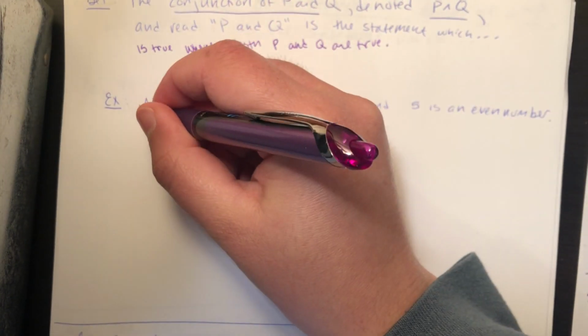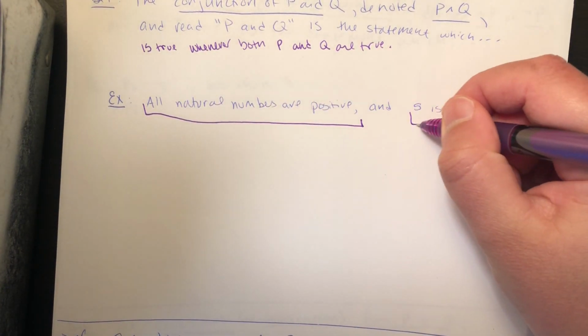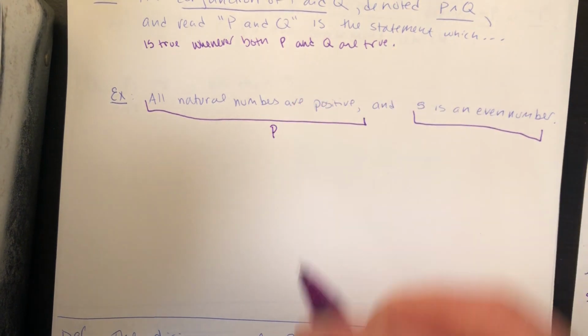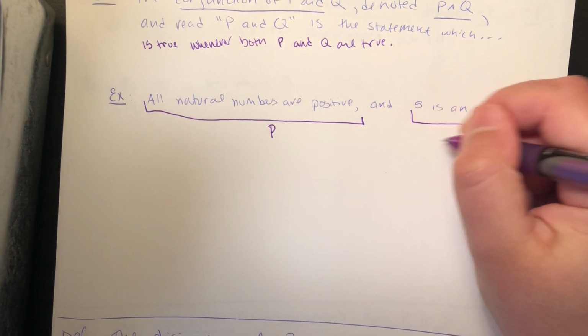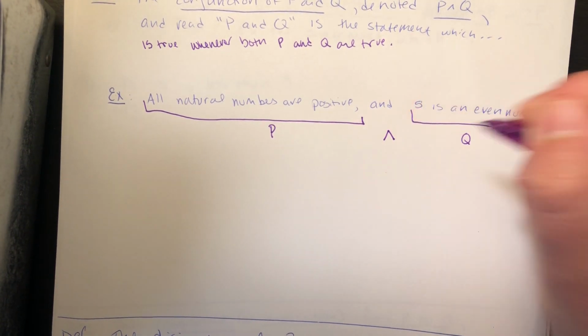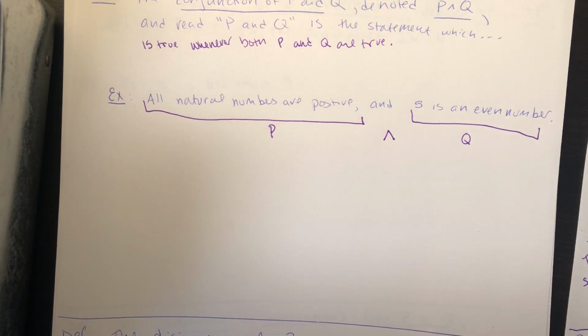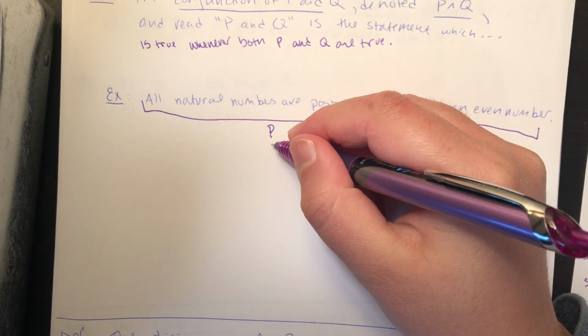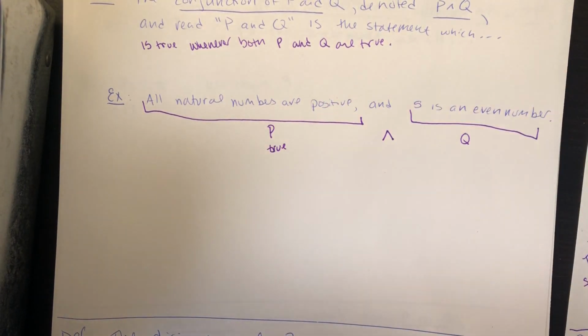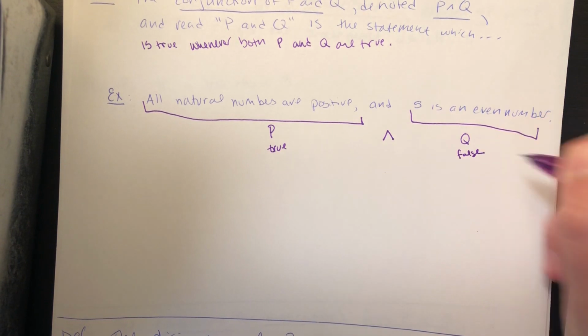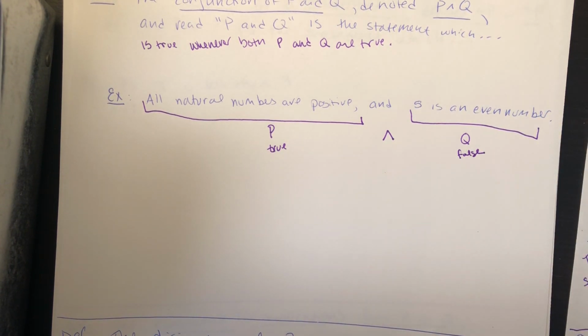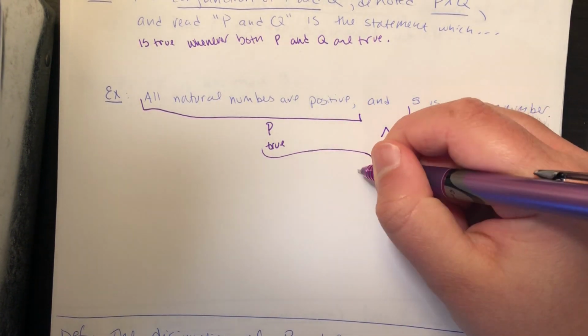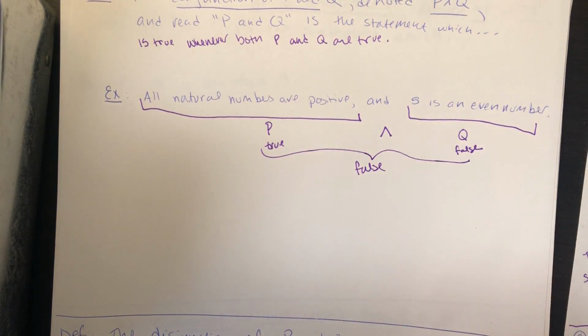We can sort of diagram this. We can turn this into symbols by calling this first statement P. So P would be the statement all natural numbers are positive. Q would be the statement 5 is an even number, and it's connected with an and, which we use that little wedge symbol for. So overall, P is going to be true. All natural numbers are positive. Natural numbers are 1, 2, 3, 4, etc. But the statement Q would be false here. 5 is not an even number. It's a false statement. And so this whole conjunction we would consider to be false. So we would say the entire and statement is going to be false because we need both the P and the Q part to be true.